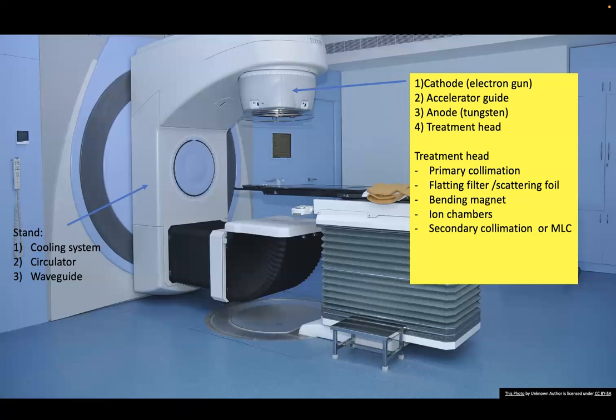Now in the stand, where the arrow is on the left, is a cooling system, a circulator, and a waveguide. So there's actually 2 waveguides that are in the linear accelerator. One waveguide just helps to keep everything flowing, I should say, in the right direction. And the other waveguide, which is really the most important waveguide that they talk about, is how the electrons flow from the cathode to the anode.